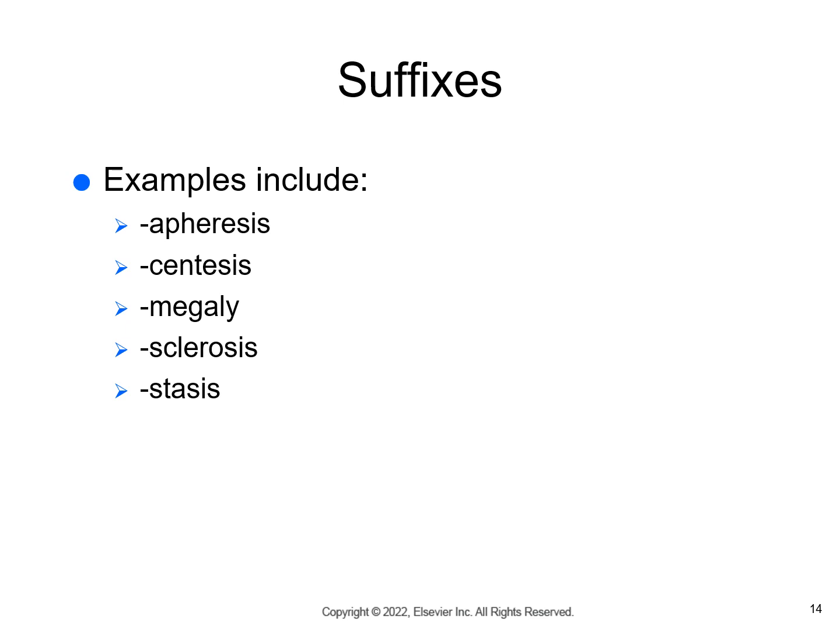Some suffixes are apheresis, which is the removal of, centesis, which is a surgical puncture to aspirate or remove fluid from the body, megaly, which we know is an increase in size. Sclerosis refers to the hardening of tissue or an anatomical feature of the body. But in this instance, it is going to refer to hardening, like atherosclerosis is the hardening of the arteries due to fatty plaquing. Stasis is the stoppage or slowing of the normal flow of bodily fluids, and often it is used in reference to blood.